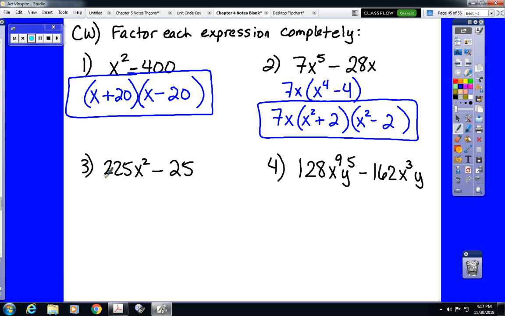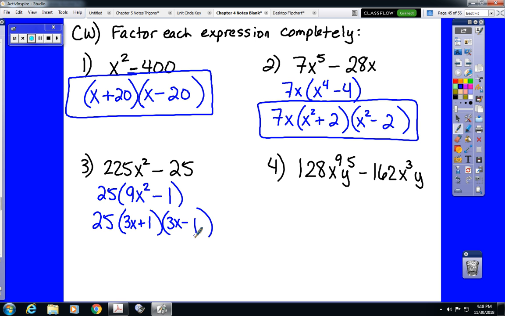On number 3, they have a common factor of 25. So we would factor that out first. 225 is 25 times 9. So that would be 9x squared minus 1. That is a difference of two perfect squares, so it will factor again. The square root of 9x squared is 3x. One's a plus, one's a minus. The square root of 1 is 1. So that is complete because, again, this is not a difference of two squares. This is not a difference of two squares. So we must be finished.